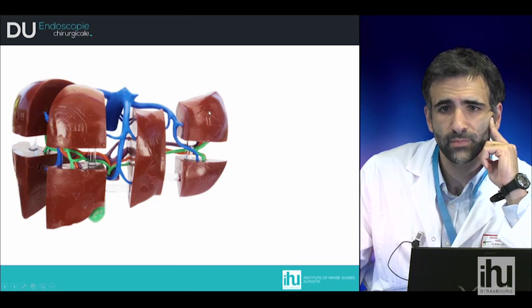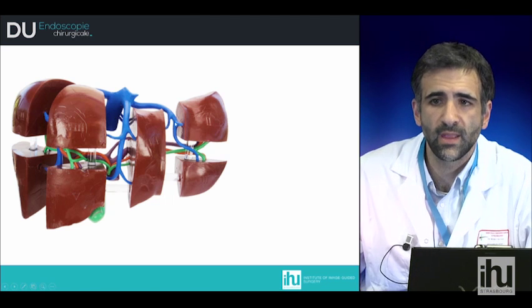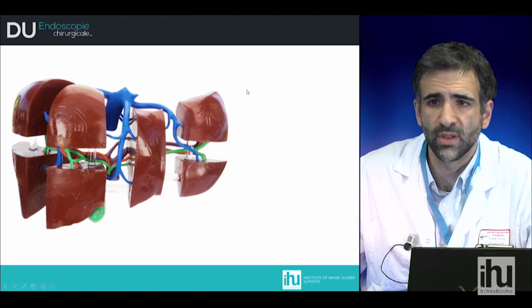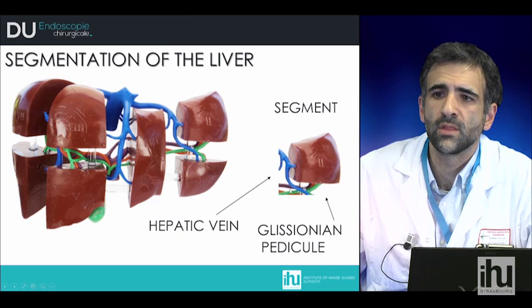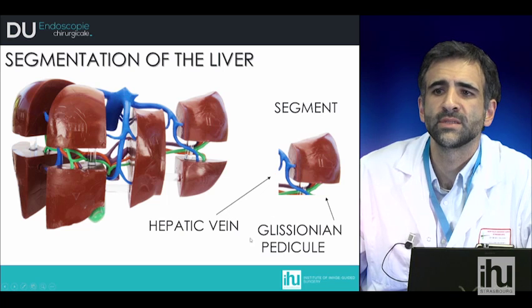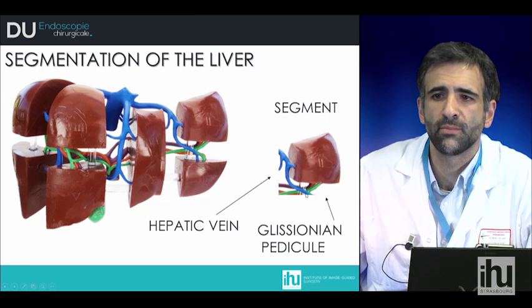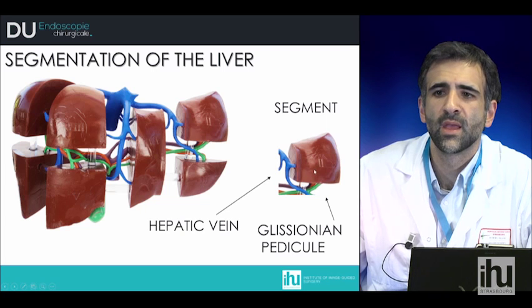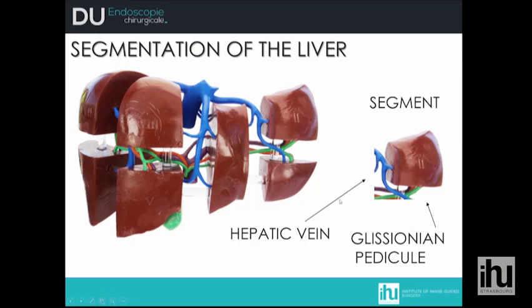of the liver. As you see in this plastic model of the liver, we have about 8 segments of the liver. Each one has its own Glissonian pedicle and has the inflow, in which we can find the hepatic artery, portal branches, and the bile duct. And it has its own hepatic vein, which is necessary for the outflow of the liver. Each segment of the liver is then connected to the vena cava by the hepatic vein.